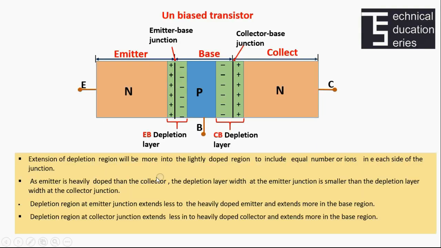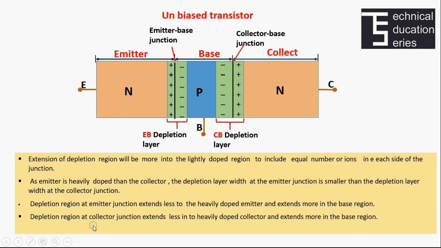Let us conclude. Extension of the depletion region will be more into the lightly doped region to include an equal number of ions on each side of the junction. As the emitter is more heavily doped than the collector, the depletion layer width at the emitter junction is smaller than the depletion layer width at the collector junction. The depletion region at the emitter junction extends less into the heavily doped emitter and extends more into the base region.